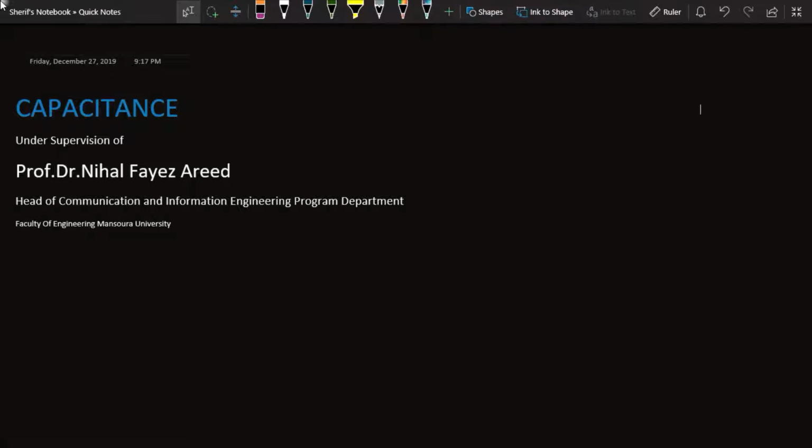Today we are going to discuss one of the most common electromagnetic devices, which is the parallel plate capacitor.